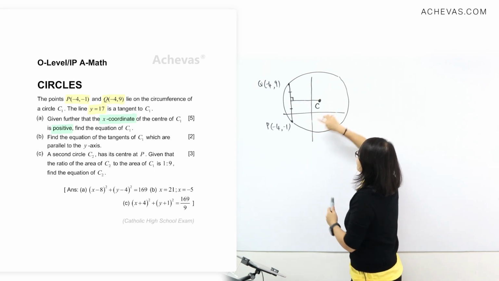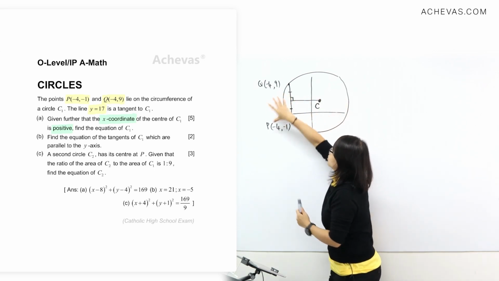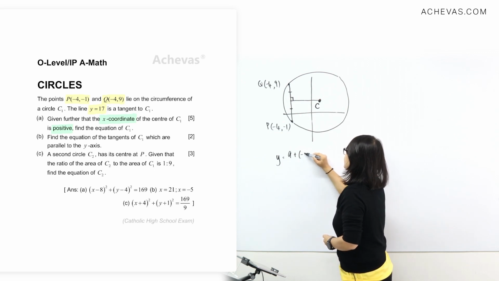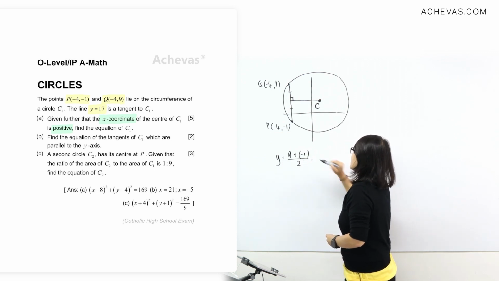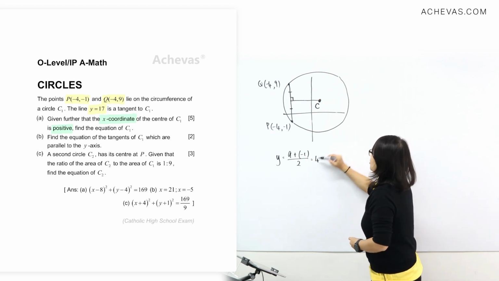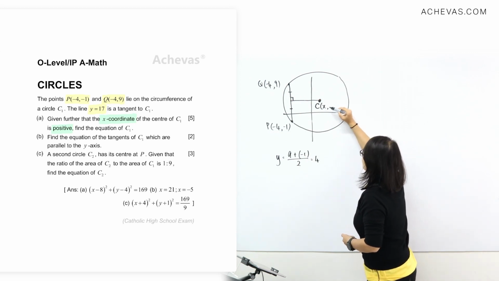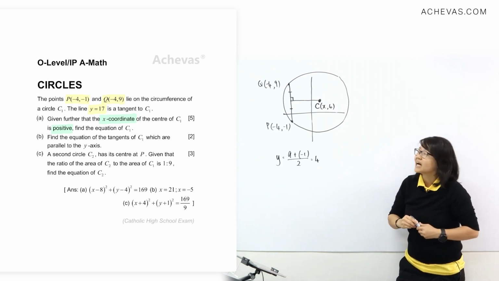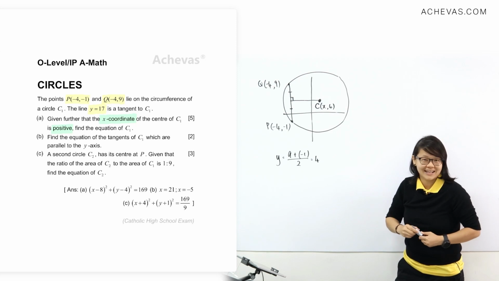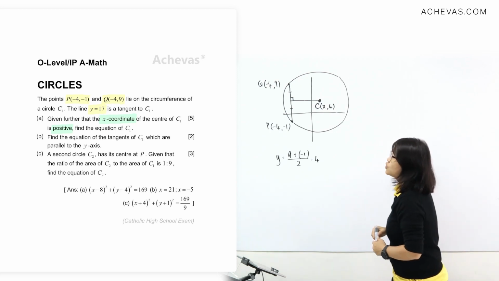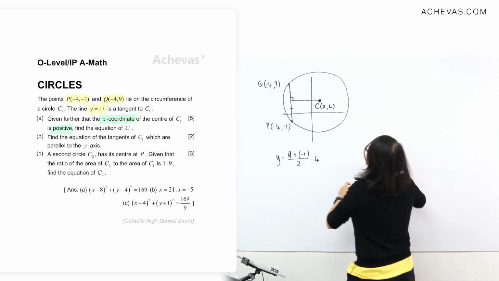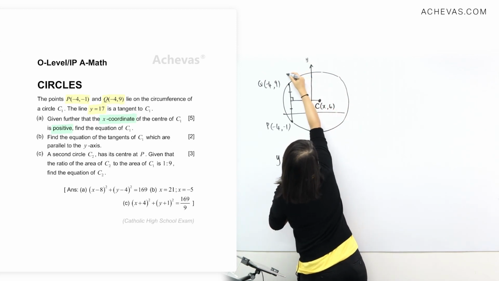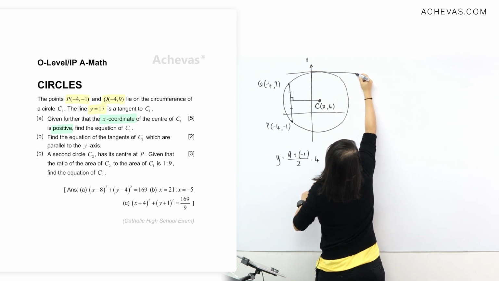Now I know that I can find the y coordinate by taking the midpoint of the y coordinates. So 8 divided by 2 will give me 4. Let me place (x, 4) into my diagram here. Next, I will have to make use of the tangent that's given to me, which is y equals 17. Let me draw it somewhere here. This is the y-axis.